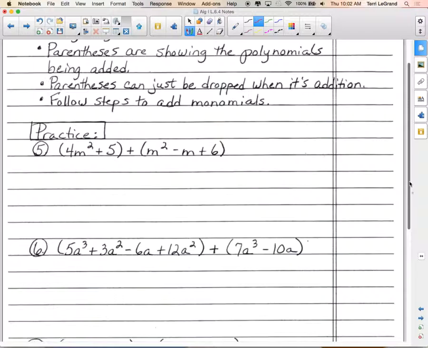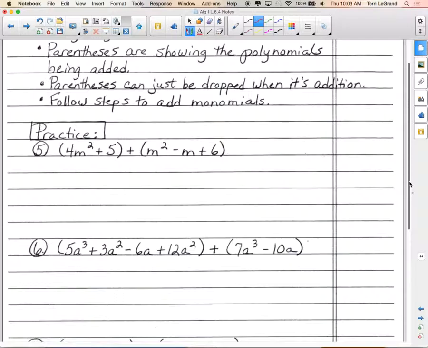Tell me something about the first polynomial in number 5. What kind of polynomial is 4m squared plus 5? What classification can we give 4m squared plus 5? Quadratic, because it's degree 2. Binomial. Okay, it's a quadratic binomial. How about the other polynomial, m squared minus m plus 6? Quadratic again, because it's still degree 2, but now it's a trinomial.